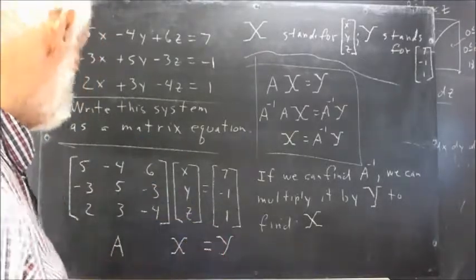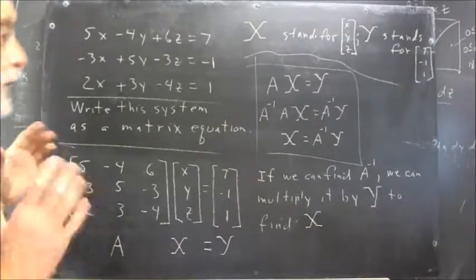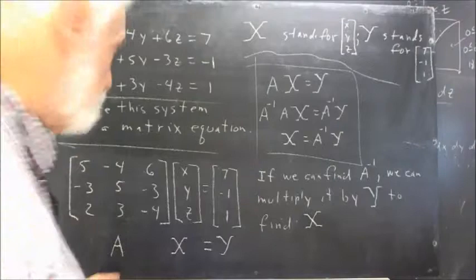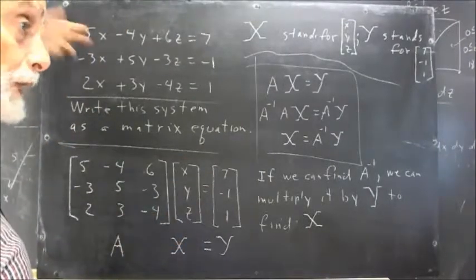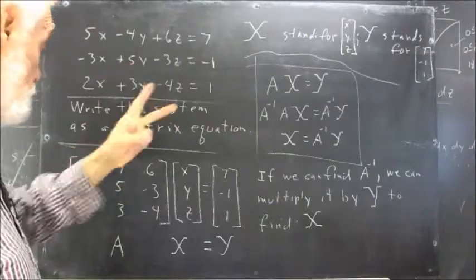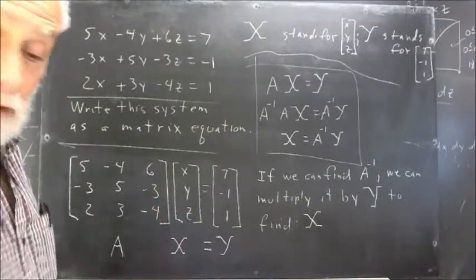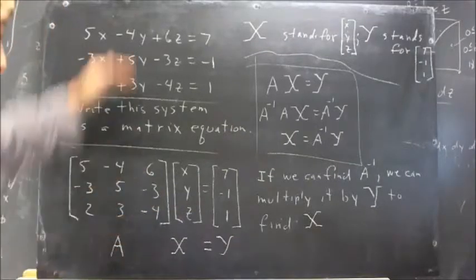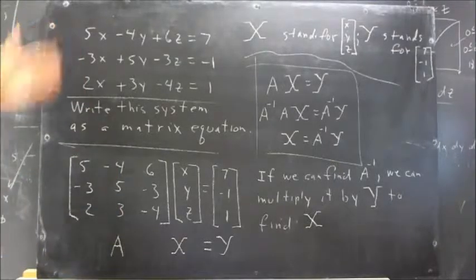You will be asked to take a system and write it as a matrix equation. And you will be asked on the test to take a matrix equation and write it as a system. That's two different problems. That's 2 problems out of 9. That's already 22% on your test that you should get automatically. You need to understand these two equivalent ways of writing the system.